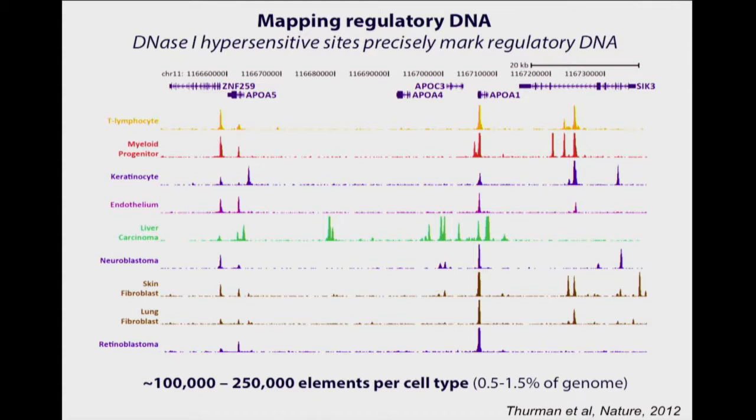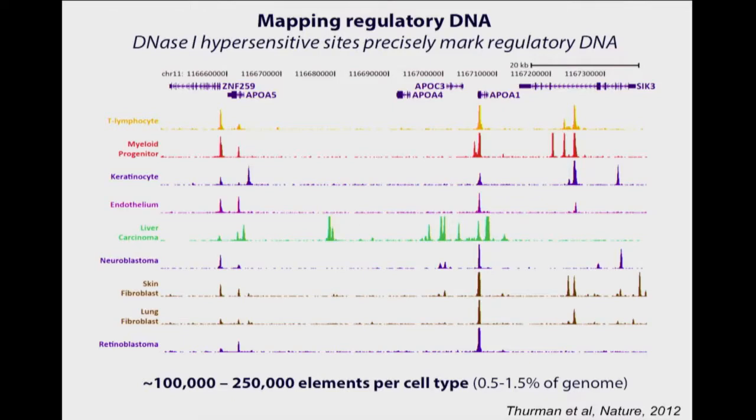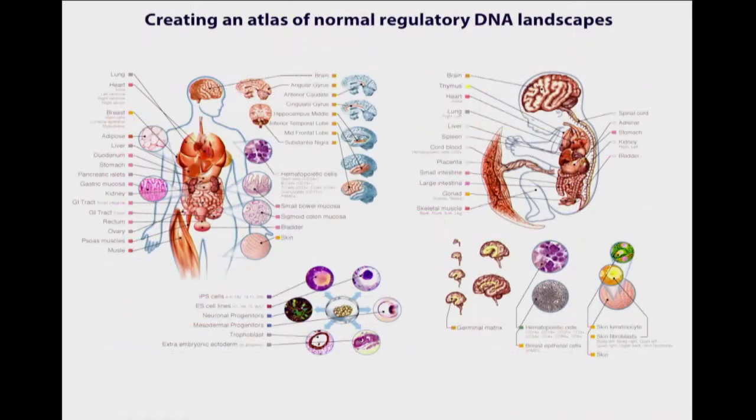But anyway, in any given cell type, this small compartment is about 1% of the genome, because each of these elements, on average, those peaks, is around 150 or so base pairs. But the other thing about this compartment is that you can see there's a lot of variation between cell types, and so to get a complete map of everything, you need to sample lots and lots of cell types.